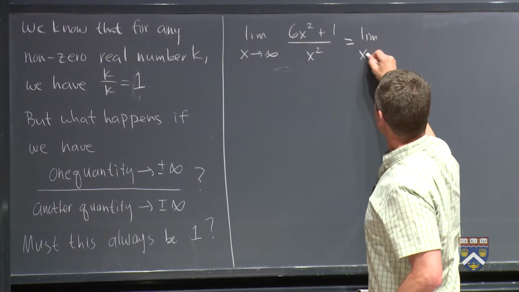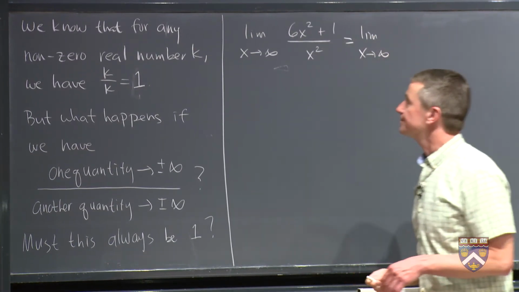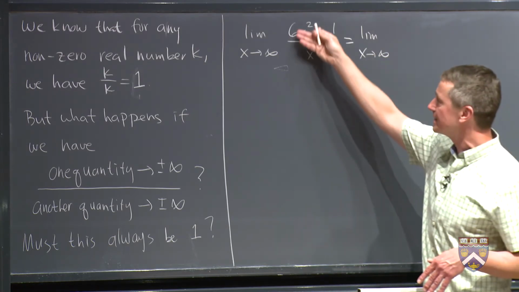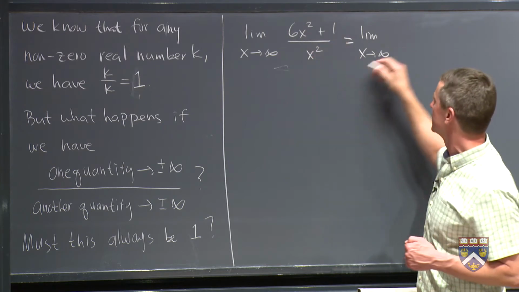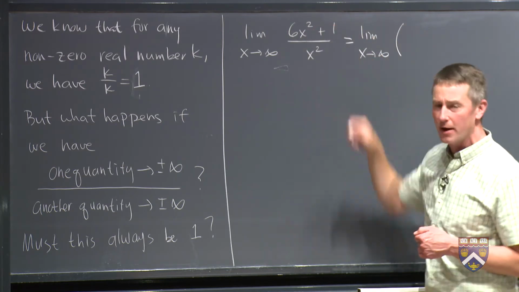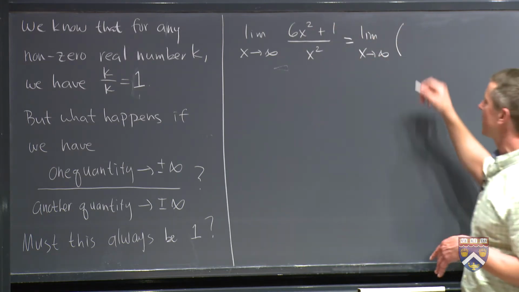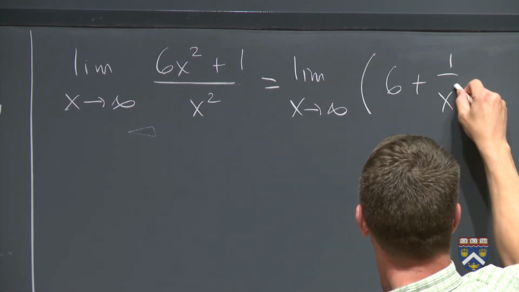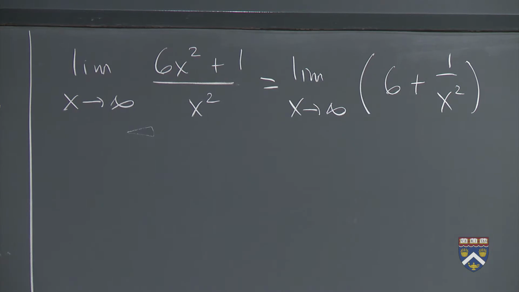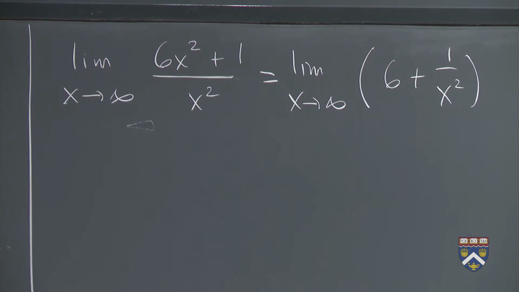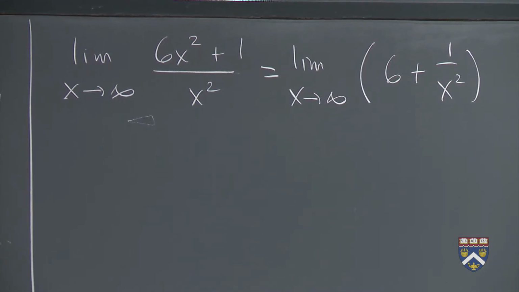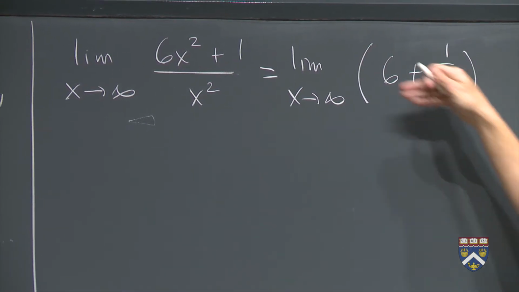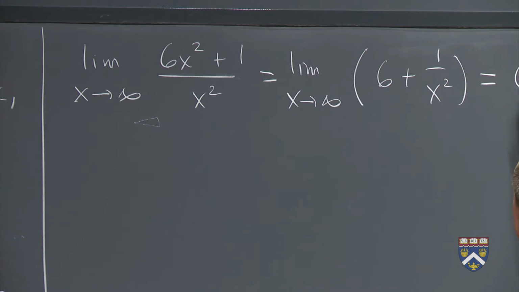But this one, unlike some that we're going to see later in the semester, is easily attacked with just basic algebra because I can divide this fraction up into two separate fractions. 6x squared over x squared, which just simplifies to 6, plus 1 over x squared. And now this is the sort of limit that we just did in the previous segment. You can draw a graph, or you can think about plugging in a really big value for x. When you do that, 1 over x squared will go to 0, so this whole thing will go to 6.